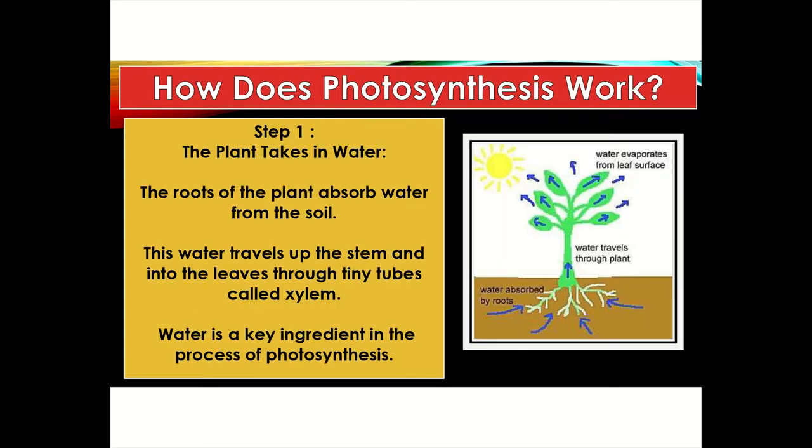How does photosynthesis work? Step 1. The plant takes in water. The roots of the plant absorb water from the soil. This water travels up the stem and into the leaves through tiny tubes called xylem. Water is a key ingredient in the process of photosynthesis.